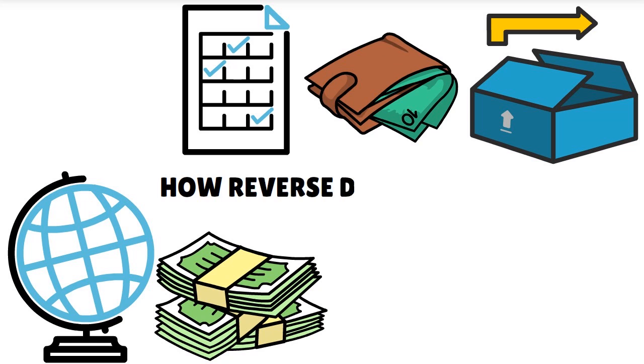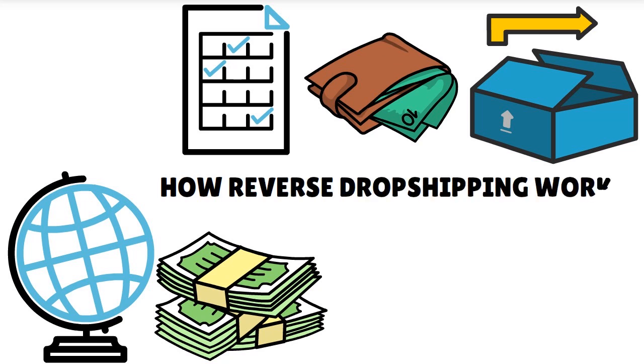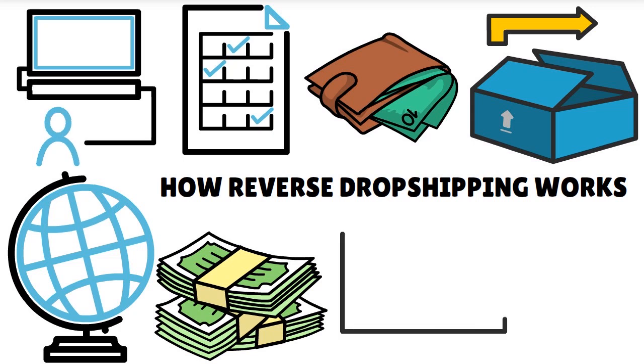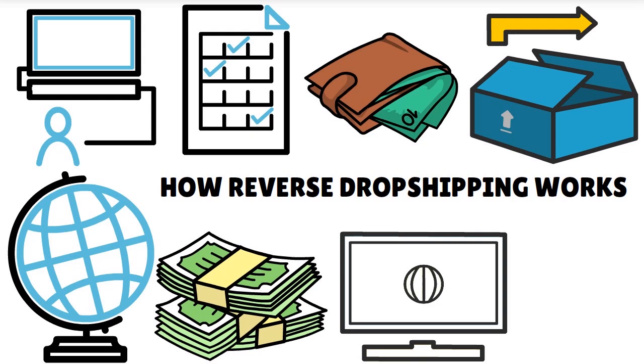So now, how does reverse dropshipping work? Let's talk about that. The first thing is that in many ways, reverse dropshipping involves the same logistical steps as traditional dropshipping. First things first, dropshipping sellers select their products. So the reverse dropshipper decides which goods it wishes to sell.